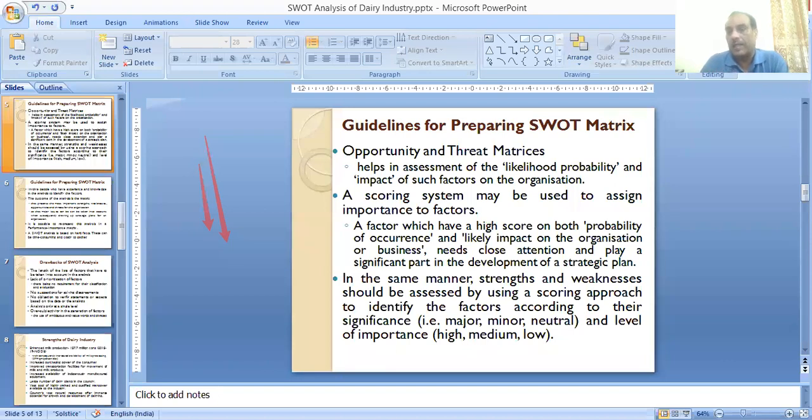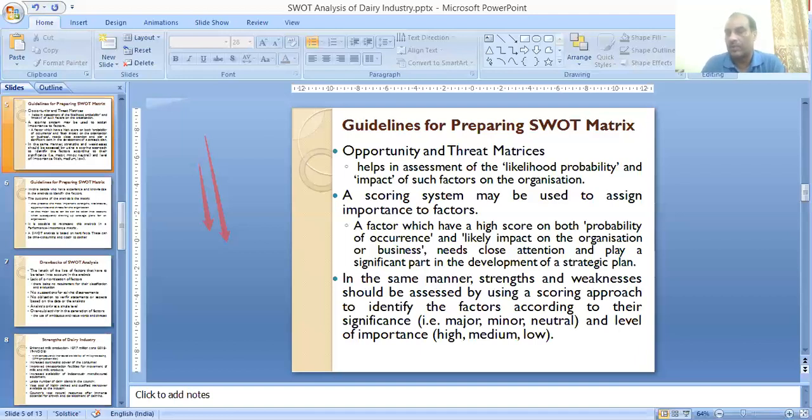Then in the same manner, the strengths and weaknesses should be assessed by using a scoring approach. Here also we can assign scores to identify the factors according to their significance. They can be major, they can be minor. So there are some factors which are there, but their impact, their effect is neutral. They are not going either to adversely affect or positively impact. So those are neutral factors. Then there are minor factors which have impact, but very insignificant impact.